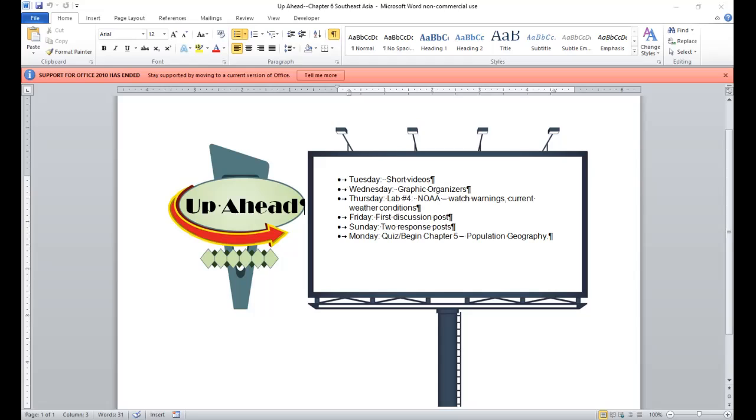Thursday, you have your lab, which I had mentioned earlier, by the National Oceanic and Atmospheric Administration, and it's basically watches, warnings, and current weather conditions. So you'll tell me what's up ahead in regard to weather, maybe in the next week, and what's going to happen in the next couple of hours. Really cool website. Friday, you guys know the drill. Your first discussion post is due at 11:59, and then Sunday, your 2 response posts.